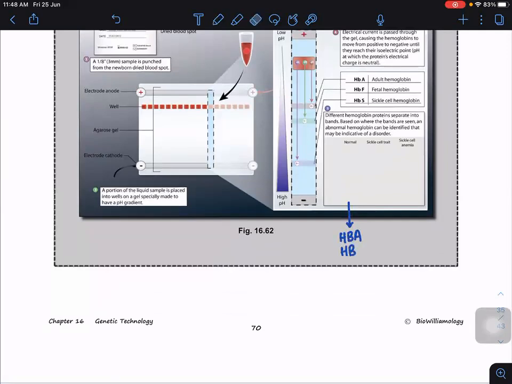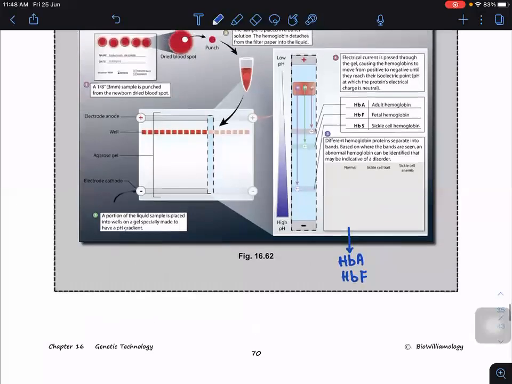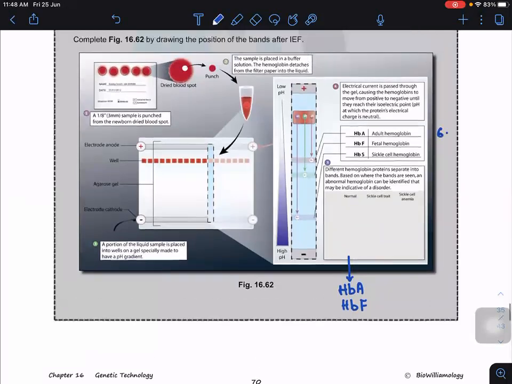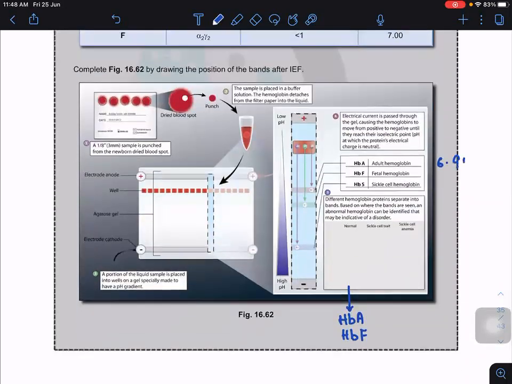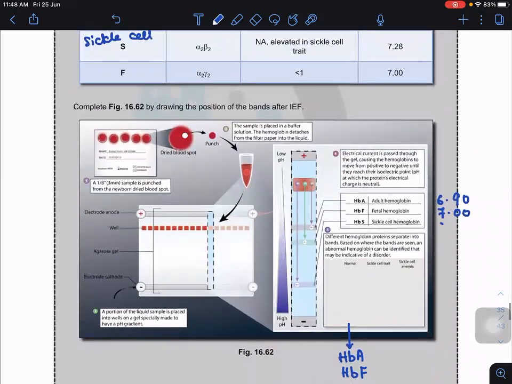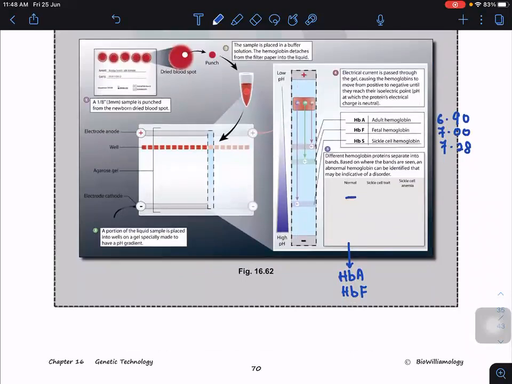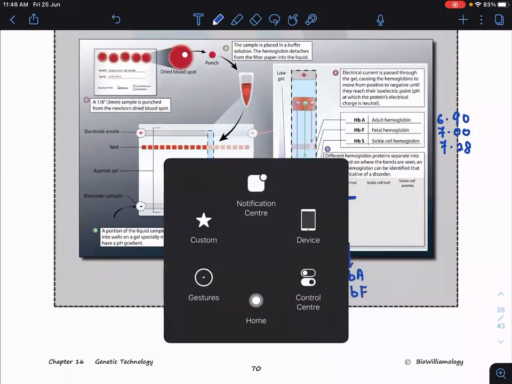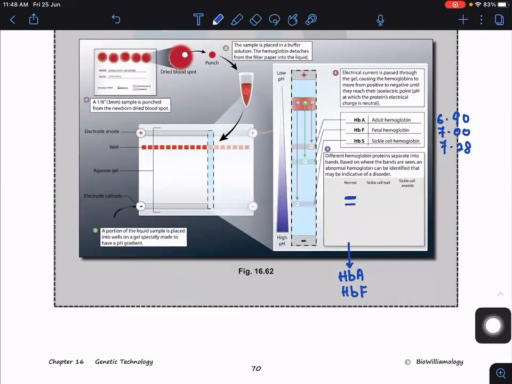Are you clear? So where is the band? Look at this. Where is the band? Normal is 6.90, fetal hemoglobin is 7.00, and sickle is 7.28. So that means normal individuals don't have sickle cell hemoglobin, right? So with no sickle cell hemoglobin, you can see that it forms 2 bands. One is at 6.90, another will form at 7.